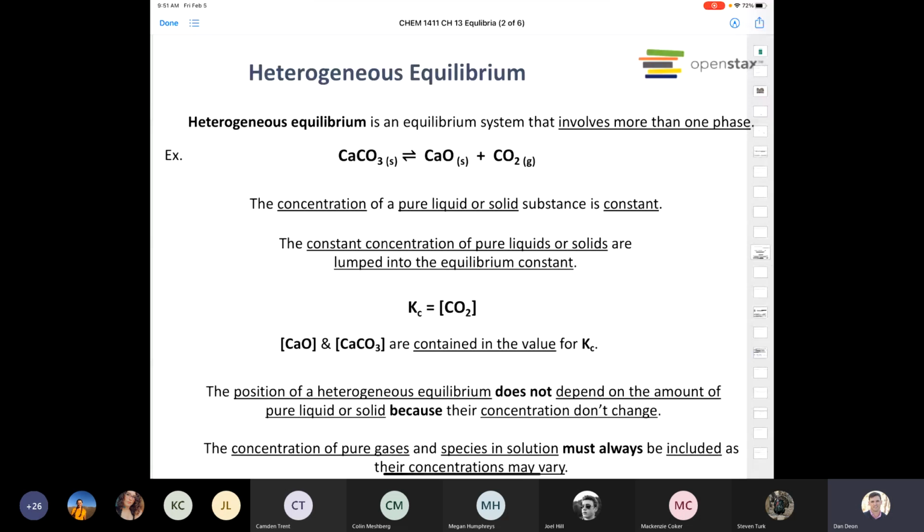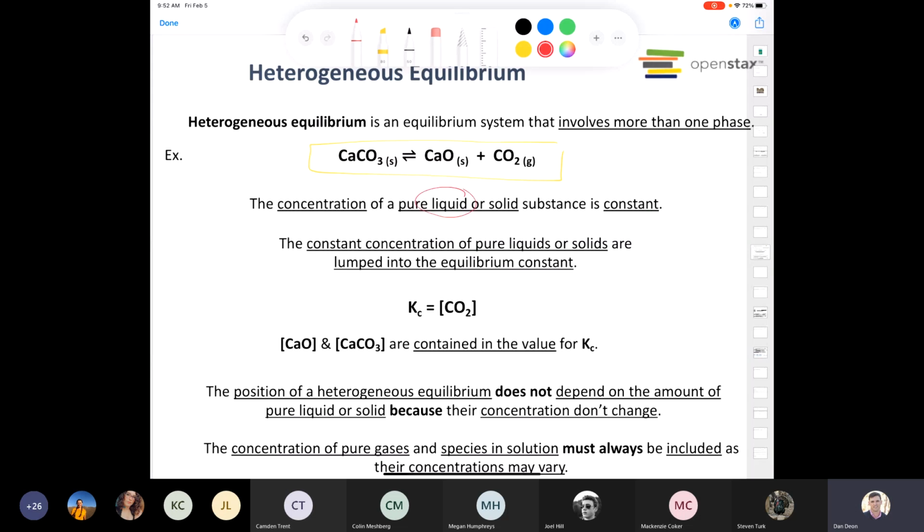Okay, here's an example. Let's say you had calcium carbonate, which is a solid, in equilibrium with calcium oxide and carbon dioxide. Well, we can ignore the concentration of the calcium carbonate and the calcium oxide, the two solids, because a solid doesn't have a concentration. Its concentration remains constant.